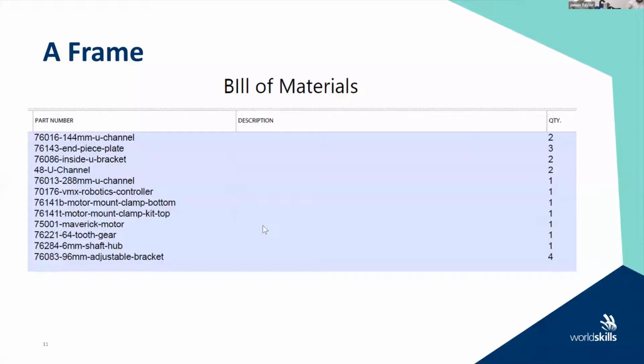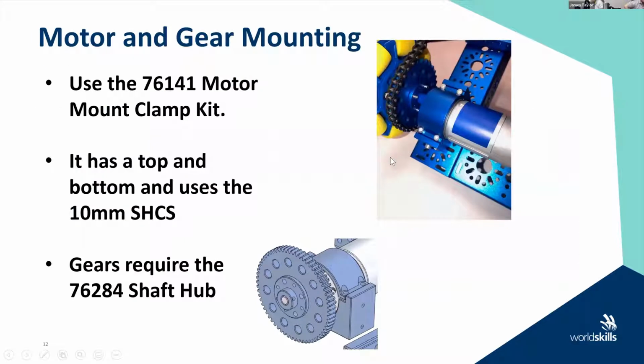Okay. And there's a couple of other different things that you've got there that I'll talk about going forward. You'll notice that this mechanism uses the Maverick DC motor. So a couple of little things here. You are going to use the 76141 motor mount clamp kit that I'll show you in a minute.